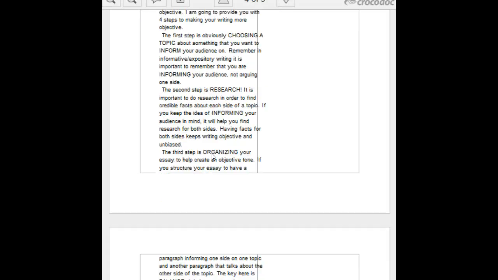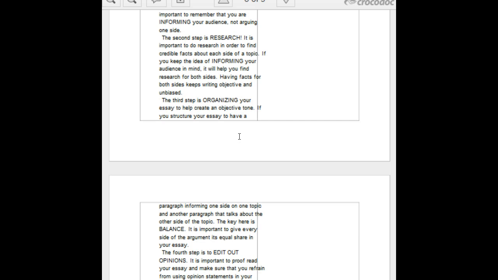You say that the second step is to do research in order to find credible facts about each side of a topic. Now, I don't see any criterion for what's a credible fact. Remember that we want this to be a skill that kids can take out of our classroom into other classrooms and into life. And if there's too much jargon in there, they're not going to see it as a skill. They're going to see it as something their teacher told them to do, okay? As a matter of fact, I'm not even sure, you may have to define objective up above, okay?